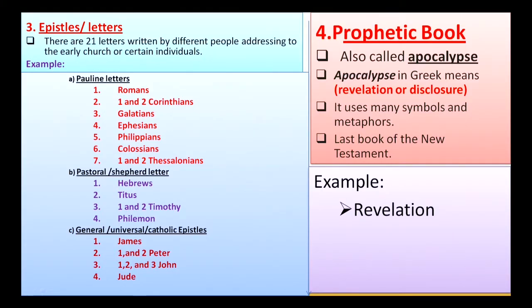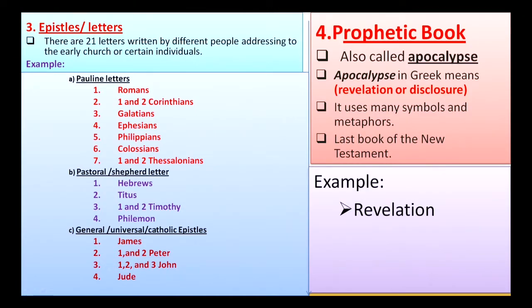They are those letters which are addressed to every person, and they are known as the general or universal letters, or Catholic epistles. The word Catholic means universal. And these letters, they are not actually addressed to one person, but a general church. Example, we have James, we have 1st and 2nd Peter, we have 1st, 2nd, and 3rd John. Finally, we have Jude.